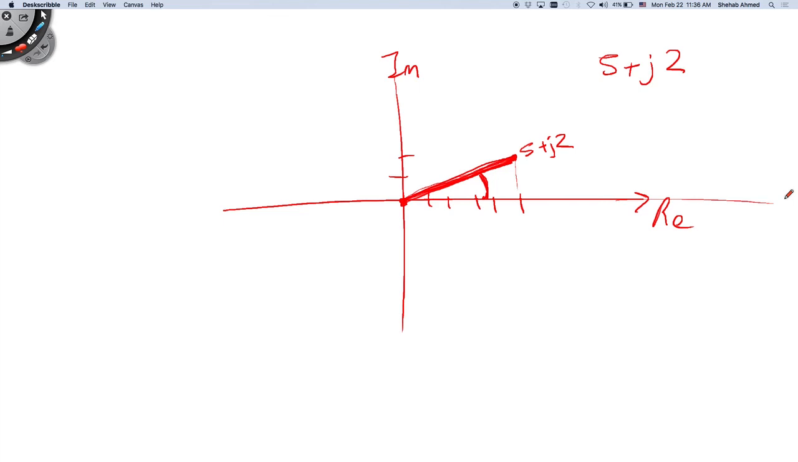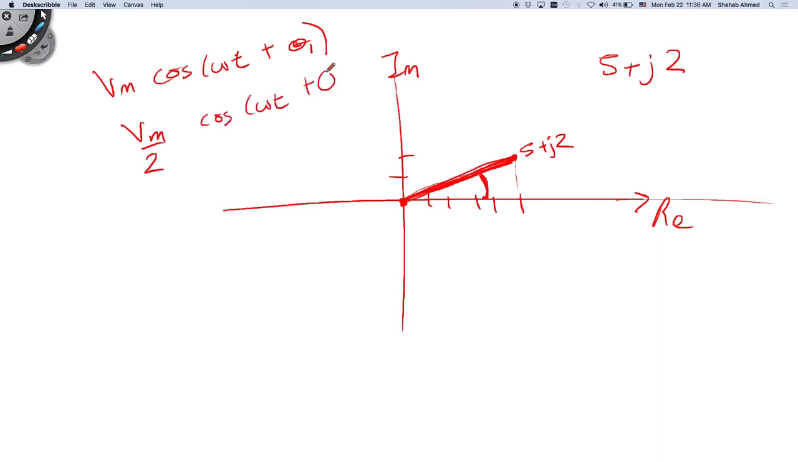So I found a way to represent a number in terms of a magnitude and an angle, right? So now I can think of my V max cosine omega t plus theta, okay? And let's call this theta 1, okay? And then I'll have another waveform, V max over 2 cosine omega t plus theta 2, and V max over 2 cosine omega t plus theta 1, right?